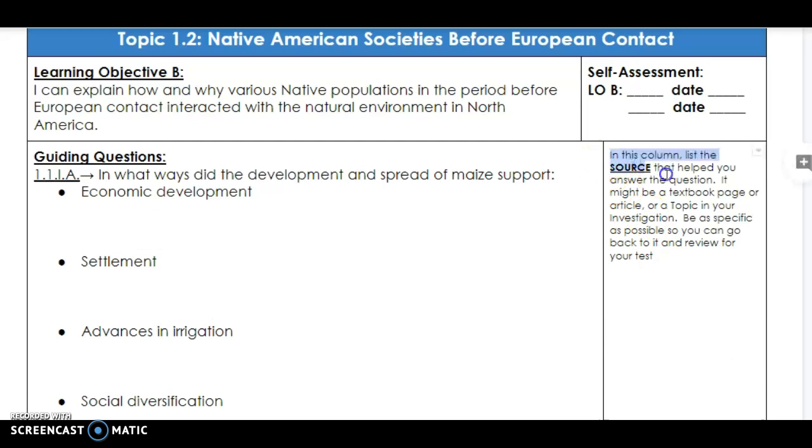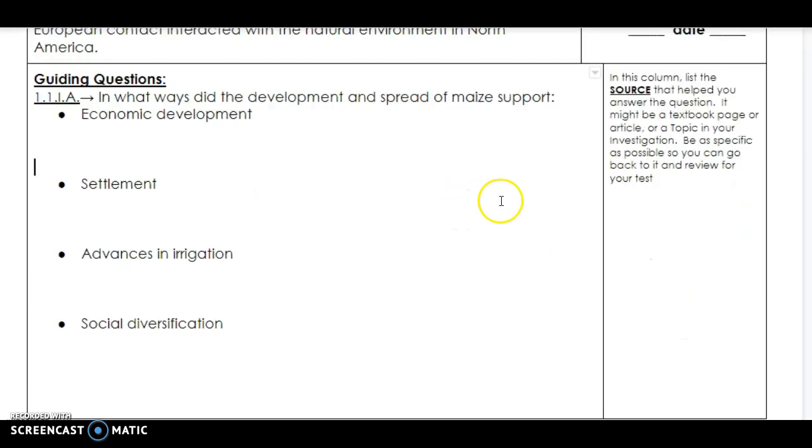In this column over here, you're going to put the source for this information to help you answer the question. So you can put the article. I'd put also the paragraph. If it's in your textbook, put the page, maybe the section title, whatever. You want to be as specific as you can. The reason for that is before your test on Monday, you will be expected to know all of this stuff. And if something is drawing a blank, you can easily go back and reread that part.